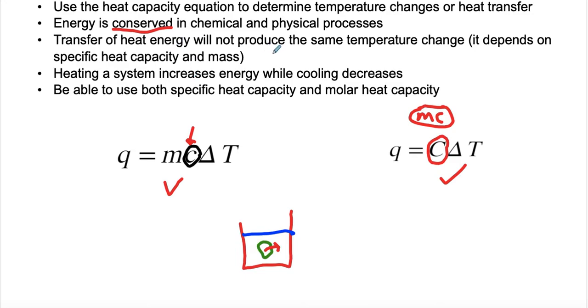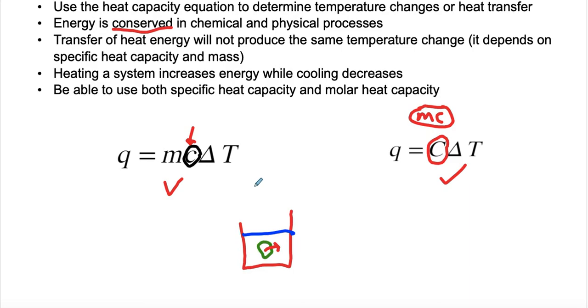That's what it means for energy to be conserved. The transfer of heat energy is not going to be the same as the temperature change. The object's going to cool down, that's going to be a triangle T. The water is going to heat up, that's going to be a triangle T. That's not necessarily the same. It depends on the M and the C of the substances.